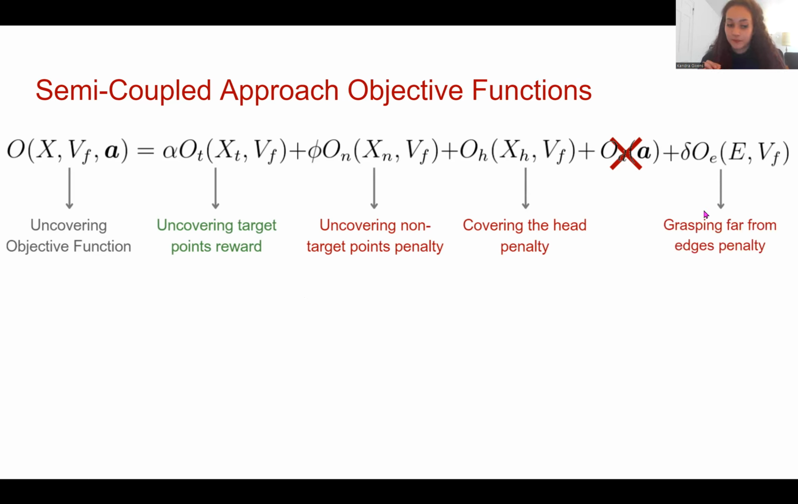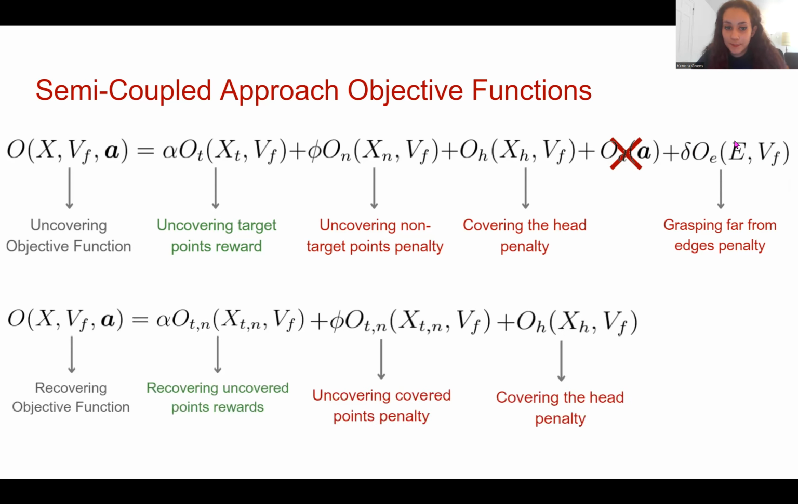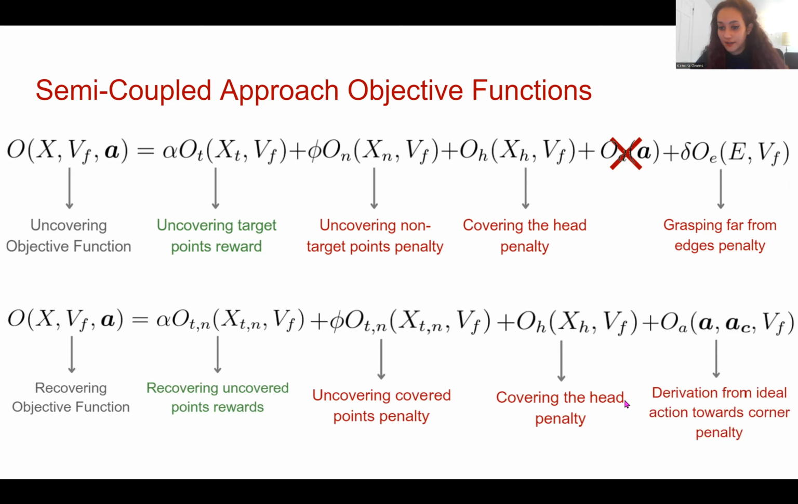When we were testing it in the lab, we found that when you grasp along the edge of the bed, it tends to create more reversible states because you don't have this buildup of occlusion in the middle. So we added this term onto it. And then we use the same three terms for recovering, and we also add a term for deviation from ideal action towards corner penalty. It's a very long term, and I'll go over that in the next slide. But again, this is us injecting into the model what we think will create more reversible states. So it's a reversibility-aware objective function.